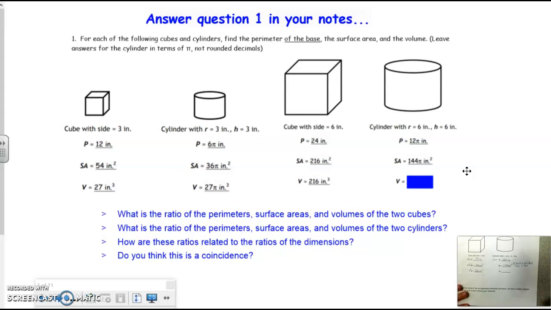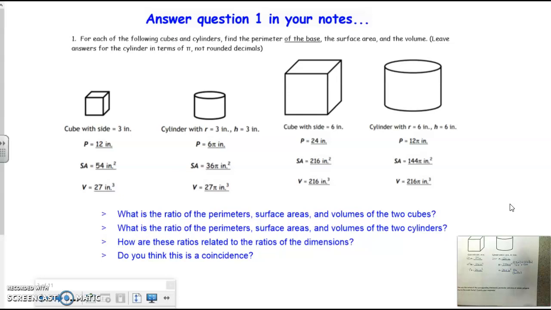And then for volume, it's the area of the base times the height. We already found the area of the base was 36 pi, times the height, which is 6. So 36 times 6 gives us 216 pi cubic inches.